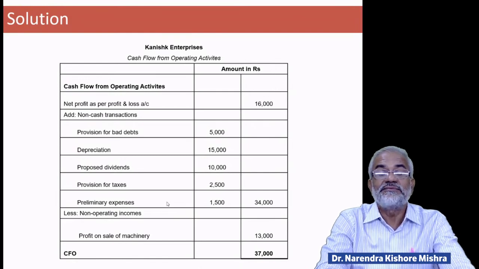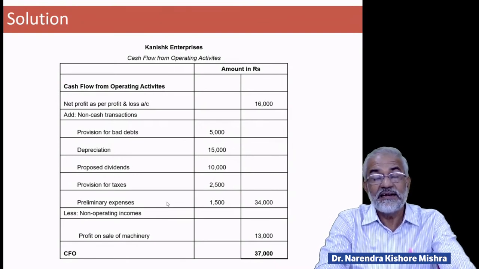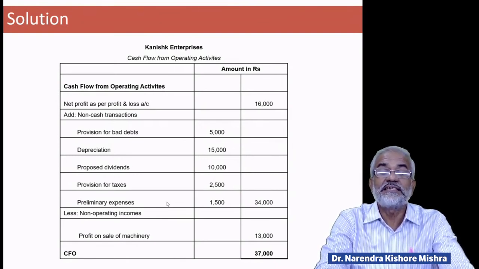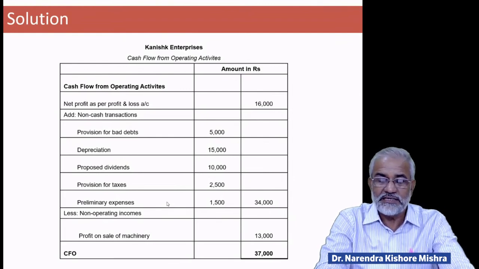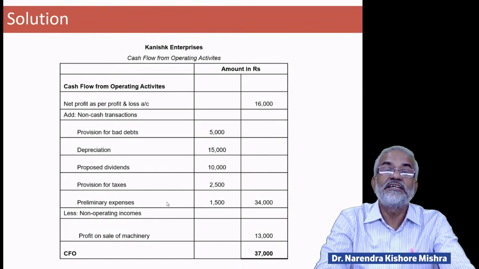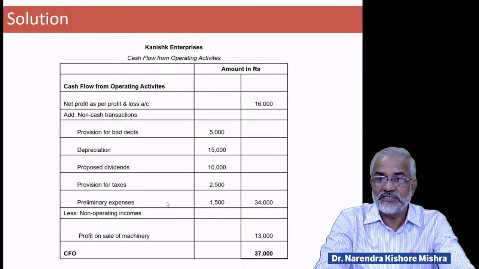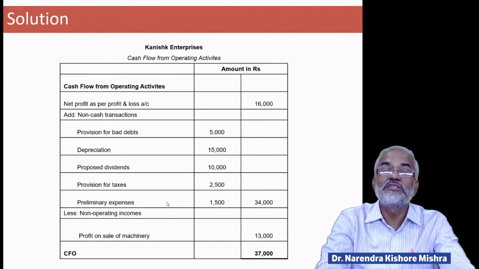Preliminary expenses written off. It's not an expense incurred; it is an expense which is written off. Expenses were incurred earlier, but now they are written off, so to that extent there is no outflow of cash. So this 1,500, although debited to the profit and loss account, doesn't result in an outflow of cash. That's why it is added to the net profit for determination of the cash from operation. The total of non-cash transactions debited to the profit and loss account comes to 34,000, which is added to 16,000 for determination of the cash from operation.